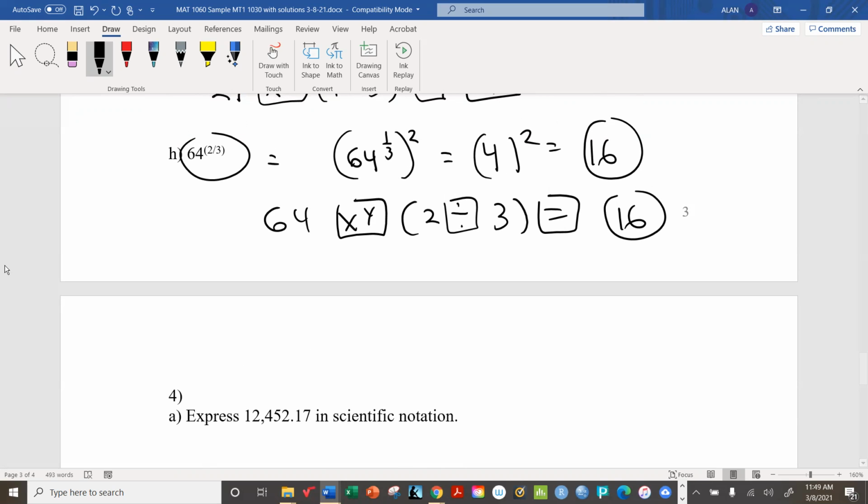Scientific notation. All right. Now remember, the way this works is that we have to make sure this number has only a single digit before the decimal point. And then we need to find the exponent of 10 that makes this work.